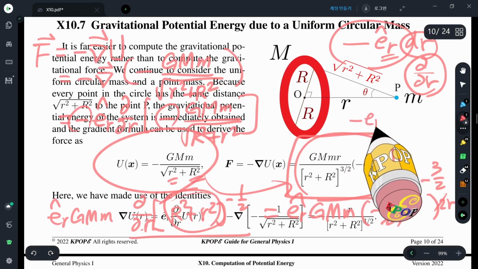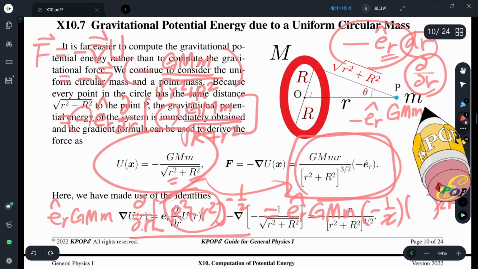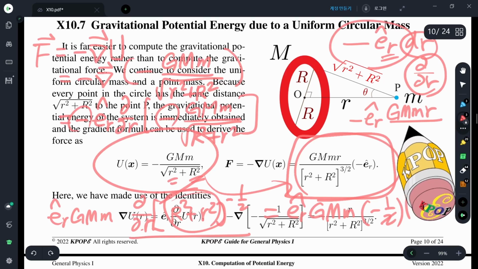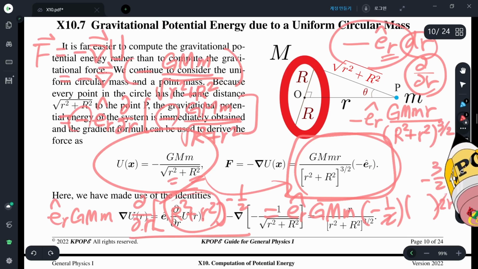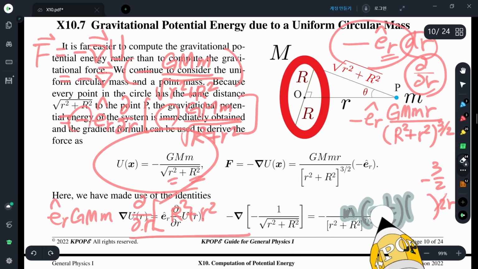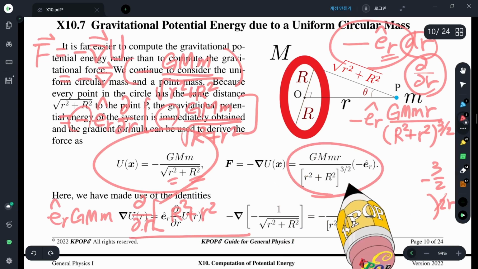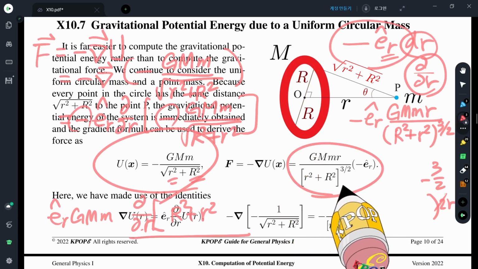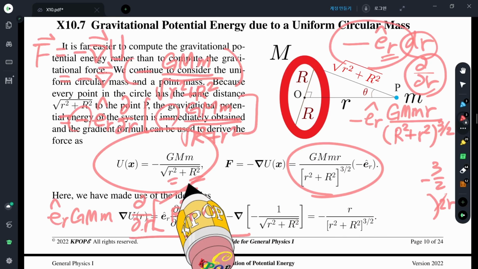minus ER hat GMM r over R squared plus small r squared to the 3/2. Am I right? Yes, I'm right. So this is the answer. We could have integrated this one, but the answer is the same as this. So we have obtained the potential energy due to a ring.